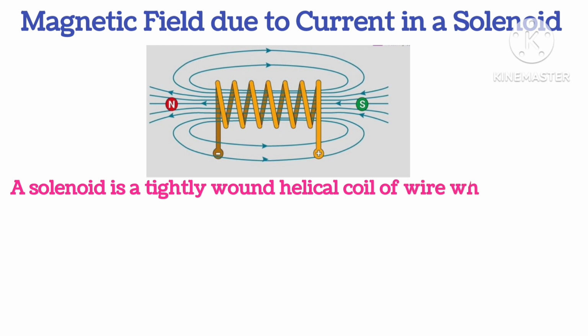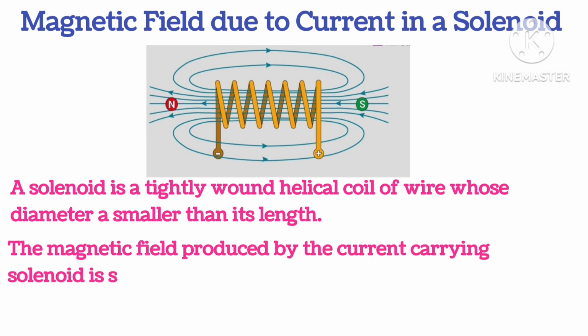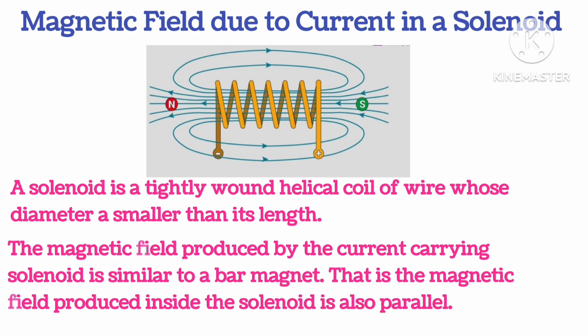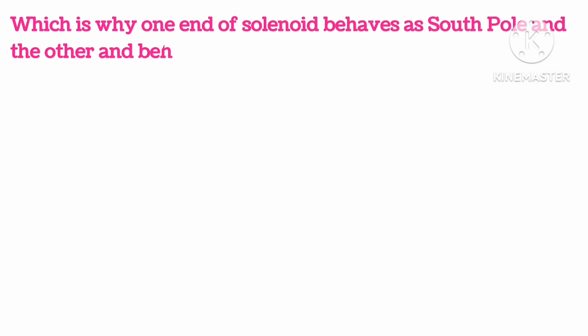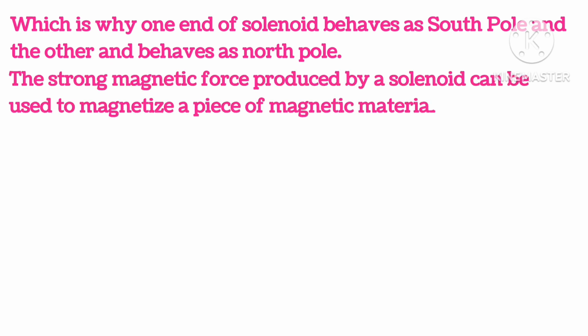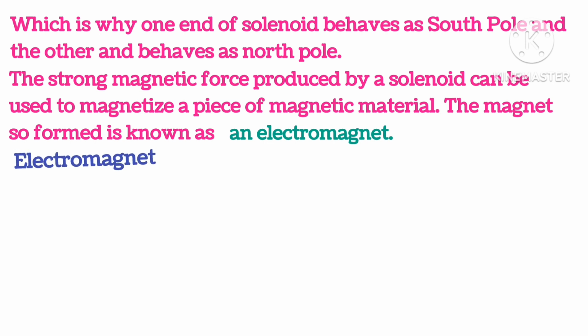A solenoid is a tightly wound helical coil of wire whose diameter is smaller than its length. The magnetic field produced by the current carrying solenoid is similar to a bar magnet, that is, the magnetic field produced inside the solenoid is also parallel, which is why when one end of the solenoid behaves as south pole, the other behaves as north pole. The stronger magnetic force produced by the solenoid can be used to magnetize a piece of magnetic material, and the magnet so formed is called electromagnet.